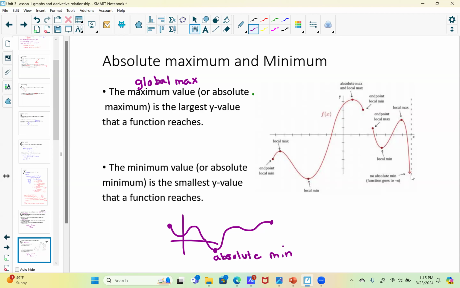So if we have an absolute min, we also call it a local min, because it is a minimum in that region. But the absolute min is the lowest y value on my function. And then again, the absolute max is the highest y value in the function.